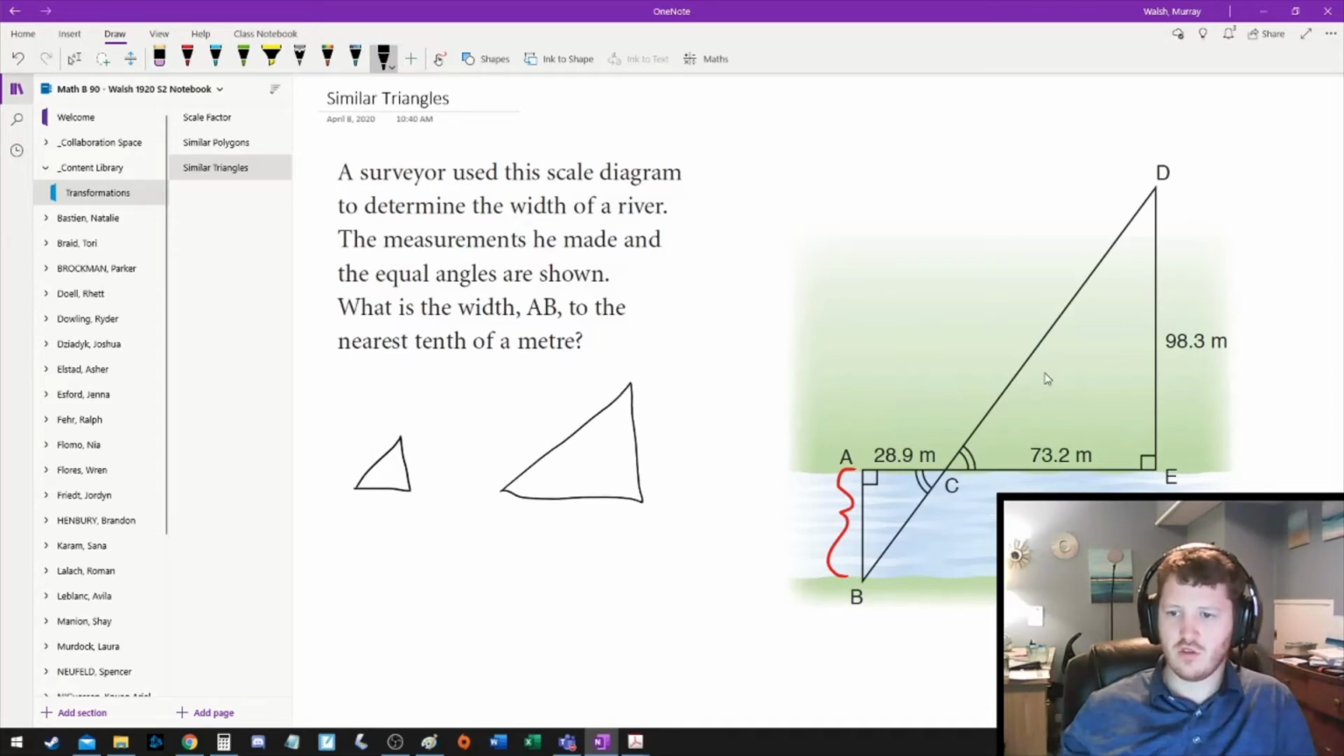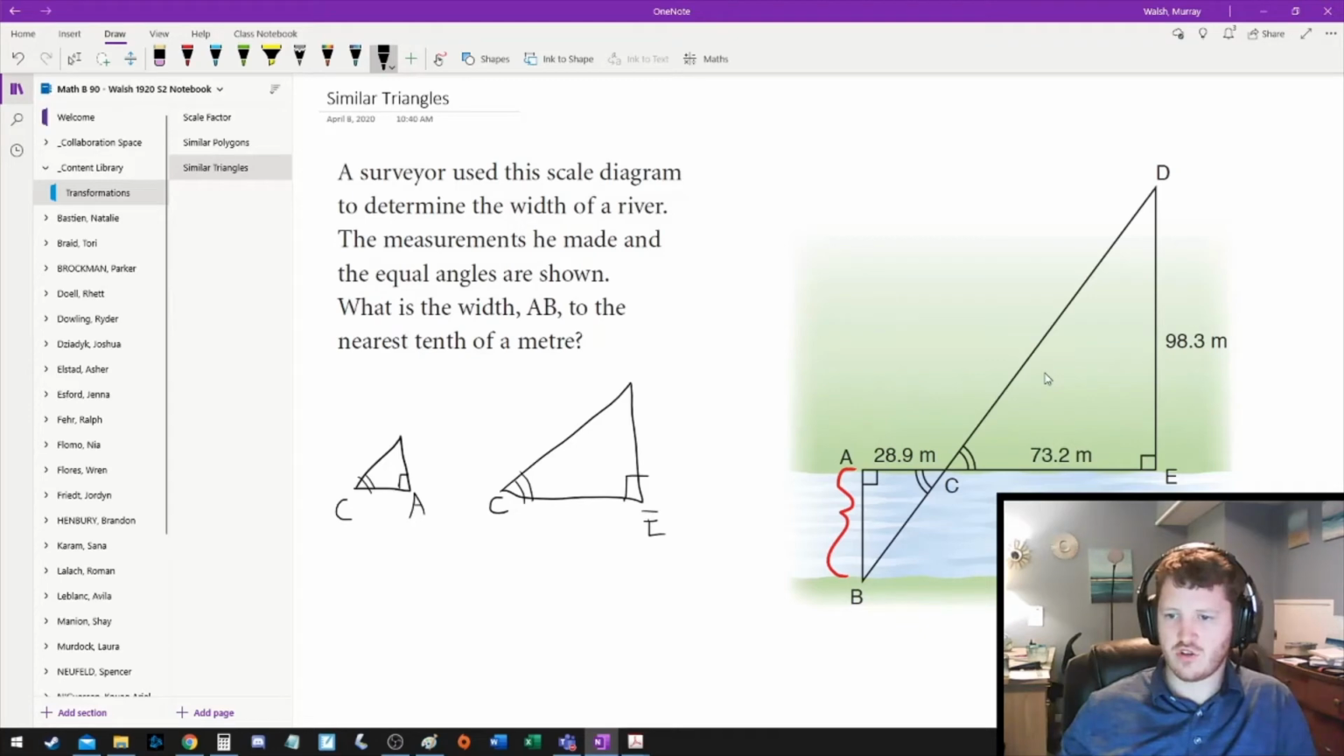Okay, for the little triangle, we have a right angle down here, and a right angle down here for the big triangle. The right angle is labeled A for our little triangle, and it's labeled E for the big triangle. We're using these two lines to indicate that these two angles are the same measure. These are both point C.